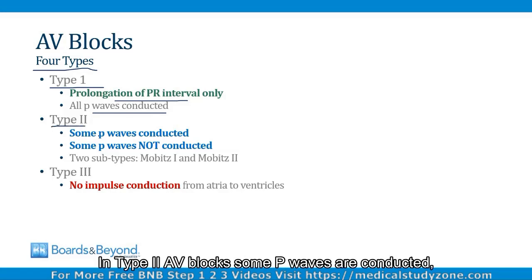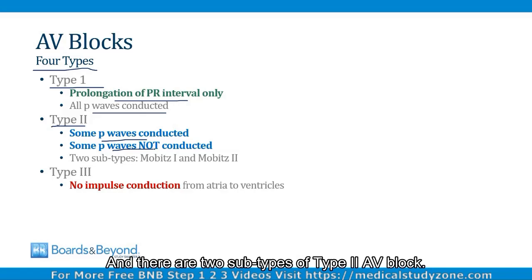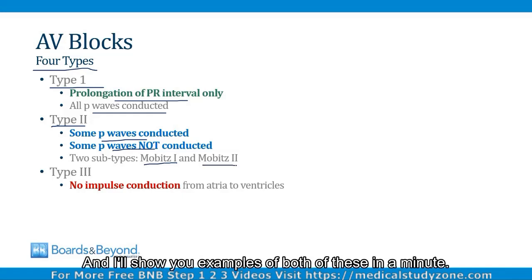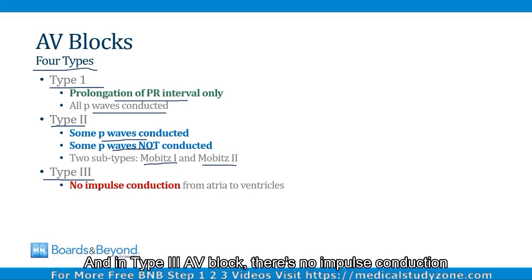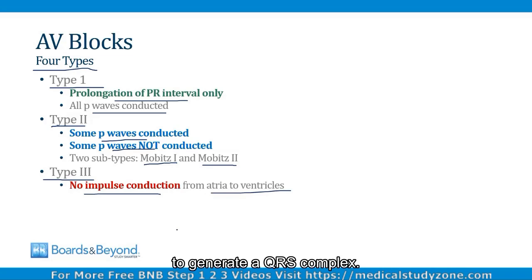In type 2 AV block, some P waves are conducted, but some are not. And there are two subtypes of type 2 AV block. One's called Mobitz type 1, and the other's called Mobitz type 2. And I'll show you examples of both of these in a minute. And then the final type is called type 3, and in type 3 AV block, there's no impulse conduction from the atria to the ventricles. None of the P waves are making it through to the ventricles to generate a QRS complex.